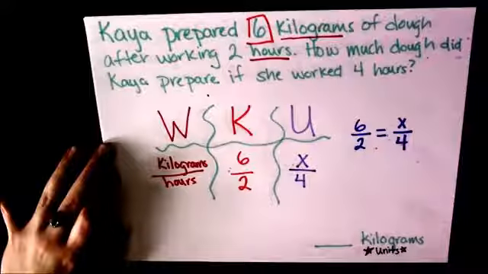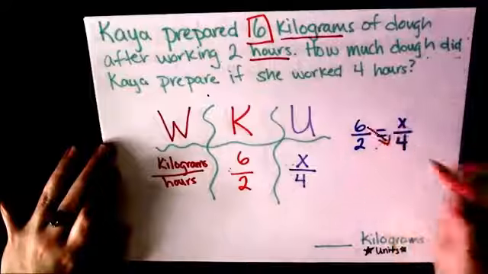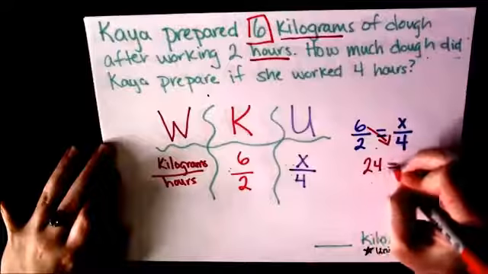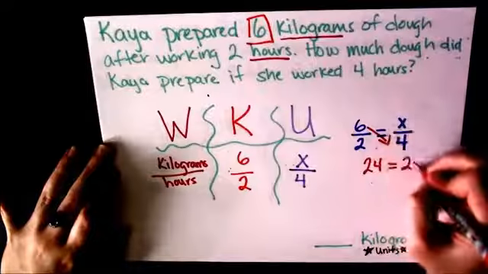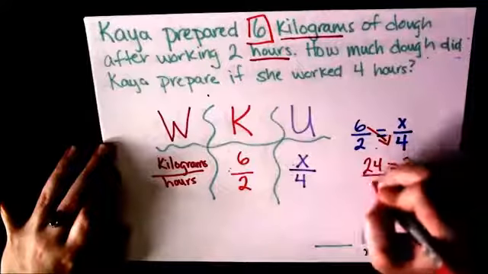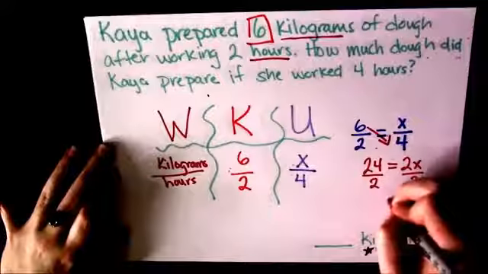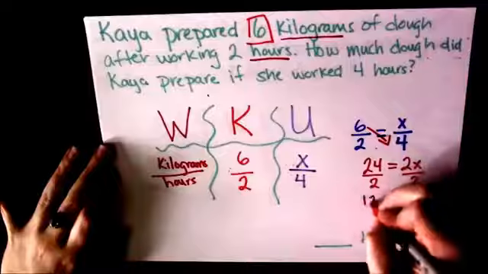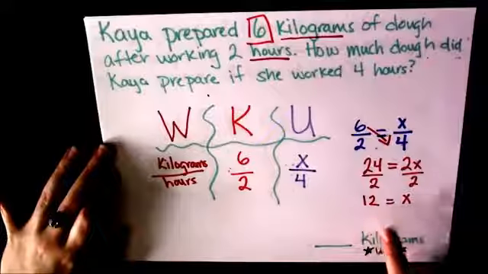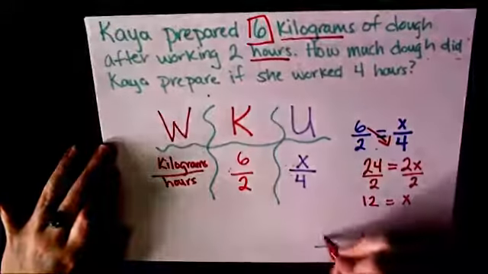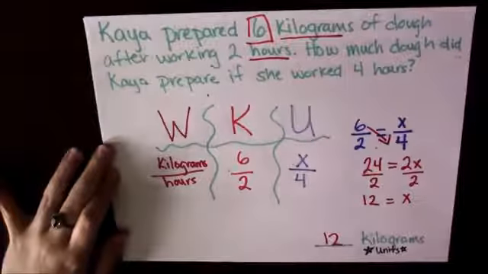Cross multiply. 6 times 4 is 24 equals 2 times x is 2x. Divide both sides by 2. X equals 12. But I'm not done there. I have to have my units. So it's 12 kilograms of dough.